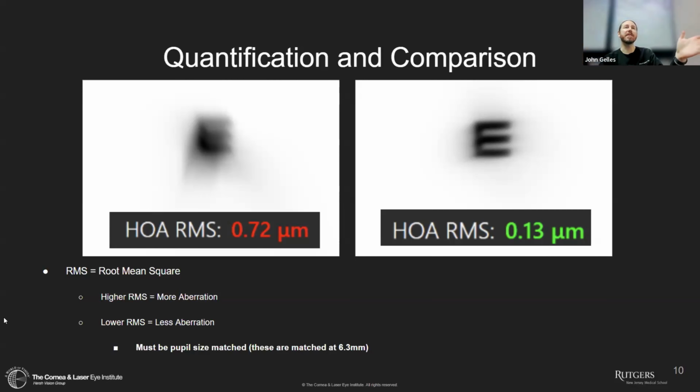So these ones happen to be of the same individual wearing a wavefront guided lens in the second image over here. This is their normal scleral lens. This is their wavefront guided scleral lens. And we can compare those numbers because those pupils are matched at 6.3 millimeters, right? So this is a direct comparison of the improvements that we're getting with the wavefront guided optics.